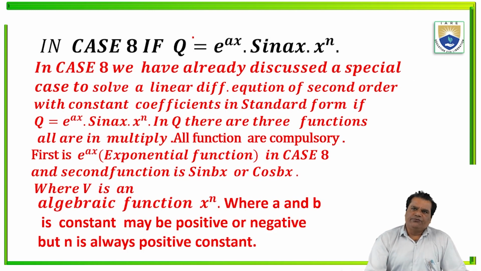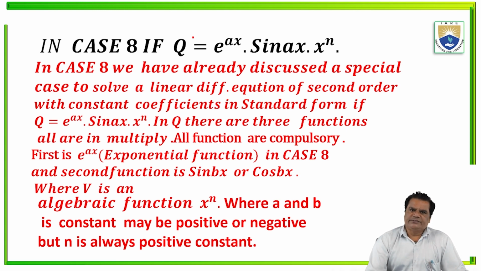In case 8, if Q is equal to e to the power ax into sin bx into x to the power n, it means in Q there are three functions: exponential function, trigonometrical function, and algebraic function. All three functions are multiplied in Q. In case 8, we have already discussed a special case of solving a linear differential equation of second order with constant coefficients. In Q all three functions are multiplied, and all functions are compulsory.